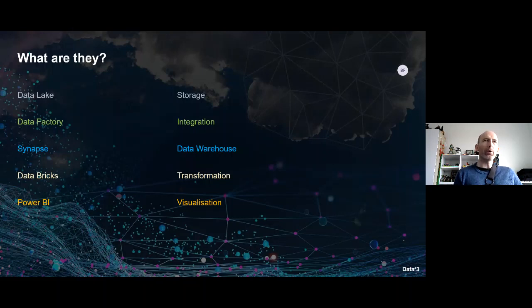It's made up of 5 components. You've got your data lake, which is your storage for your raw files or tables that are coming in. Data factory, which is your integration, so your movement of data. Synapse, which is your data warehouse. Databricks that can be used for complex transformations or for also preparing data. And Power BI, which is the visualization tool.